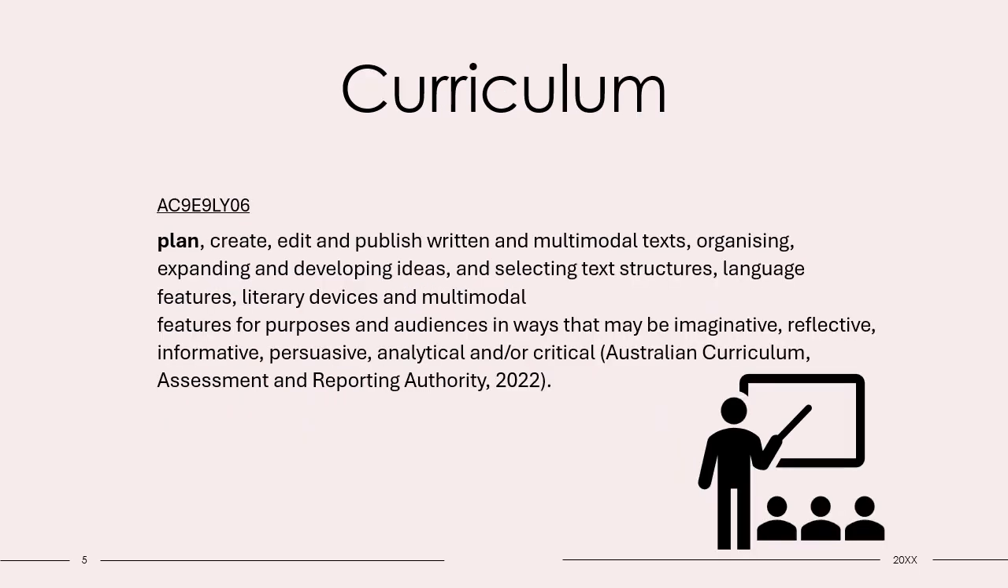This learning activity is in line with the requirements of the Year 9 English curriculum, which states that students must plan, create, edit, and publish written and multimodal text, organising, expanding and developing ideas, and selecting text structures, language features, literary devices, and multimodal features for purposes and audiences in ways that may be imaginative, reflective, informative, persuasive, analytical, and/or critical. In this case, we are focusing on the analytical and critical dimensions.